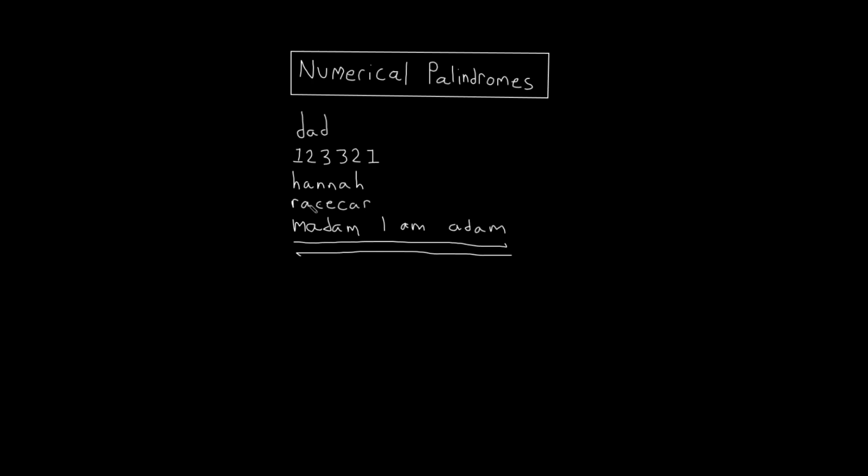And same goes for the word race car, the name Hannah, if you didn't capitalize the H, the number 123,321, and the word dad, and the word mom, for all the moms out there. Anyway, so this is what a palindrome is. However, 123,321 is the only example that I've given, which is a numerical palindrome.